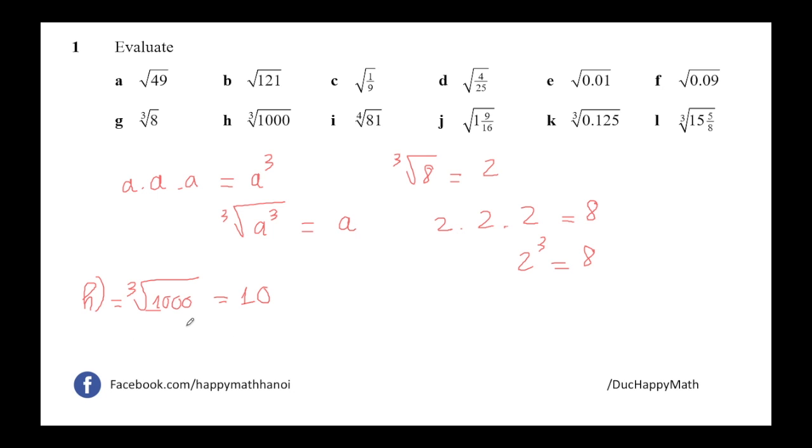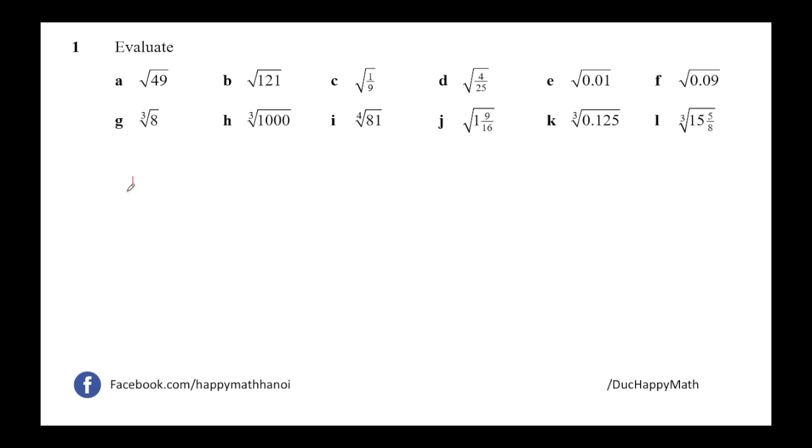Okay, how about the fourth root? The fourth root of 81. It means you have to find the number that multiplied together 4 times will be equal to 81. And I think it can be 3, because 3 times 3 times 3 times 3, 4 times, it means 3 to the power of 4, will be equal to 81. Okay, in a similar way with J, K, and L.